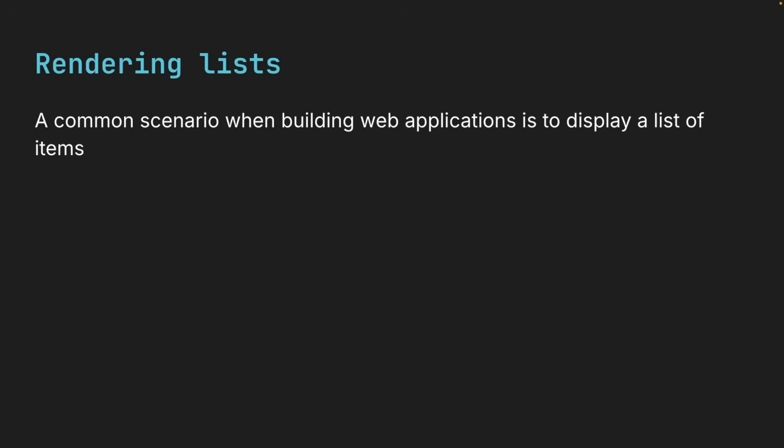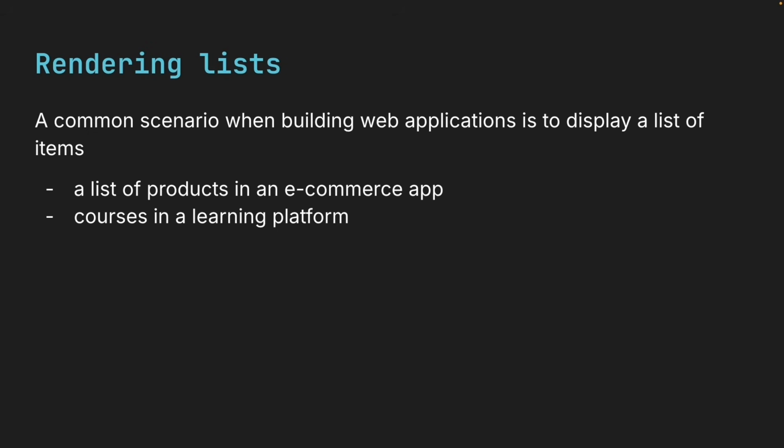A common scenario when building web applications is to display a list of items. For example, a list of products in an e-commerce app, or courses in a learning platform, or comments on a blog post. Let me show you how we can do this in React.